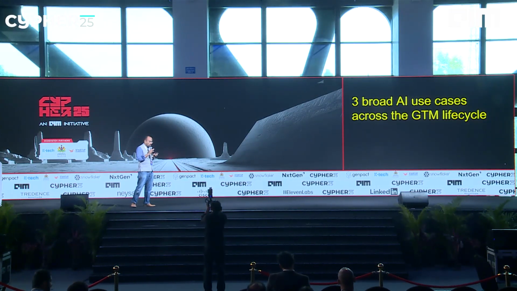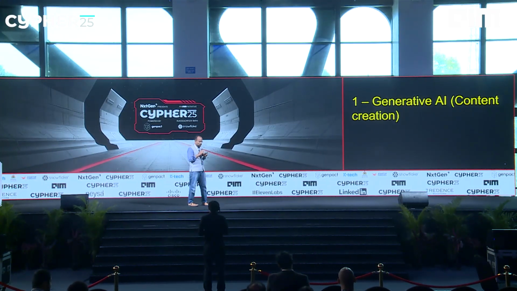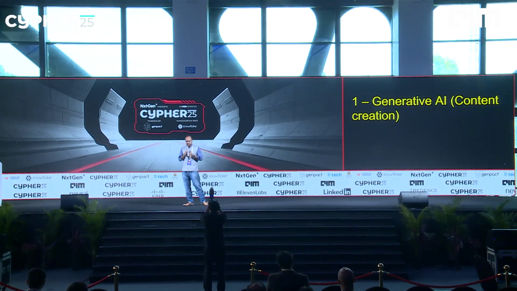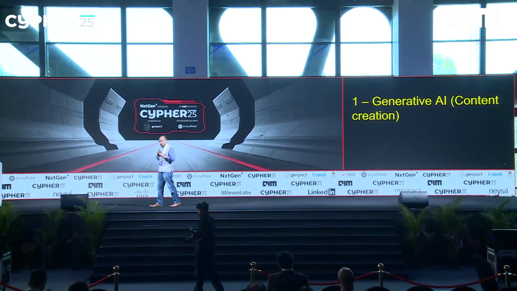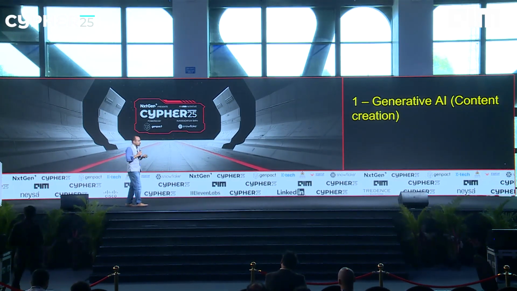The quick disclaimer applies. Before we begin, if you look at the big picture, there are 3 broad AI use cases which can be used across the go-to-market lifecycle. The first is, of course, generative AI, which manifests itself with content creation, be it written word content, imagery content or video content.